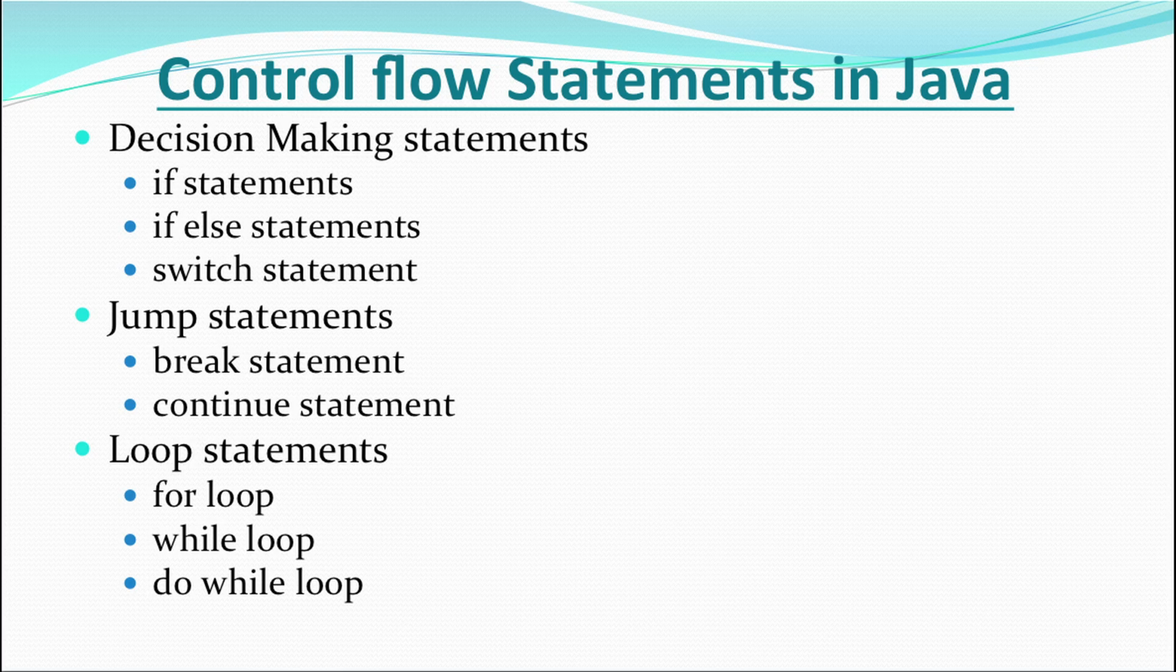Now the next kind of flow control statements is the loop statements. There are three kinds of loop statements that you can see in Java. The first one is the for loop, the second one is the while loop, the third one is the do while loop. These three kinds of loop statements are there. Now we are going to understand what for loops are in this particular topic.